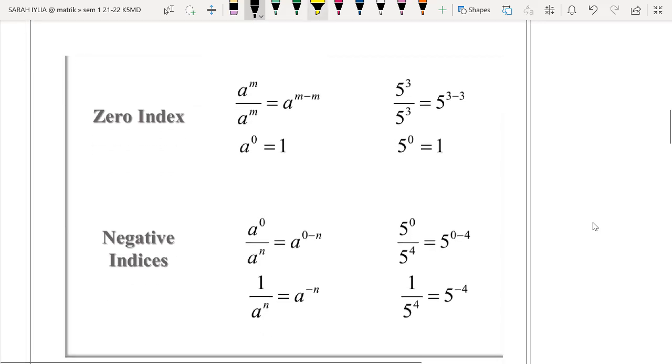Dia nak introduce je lah. Ada beberapa jenis indices. Jangan risau, masa exam dia tak pernah tanya nama benda-benda ni. Ingat rule je.